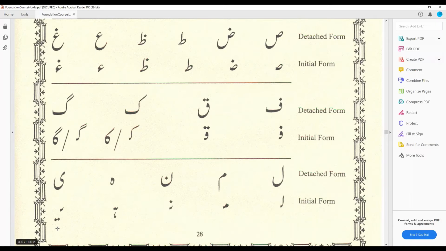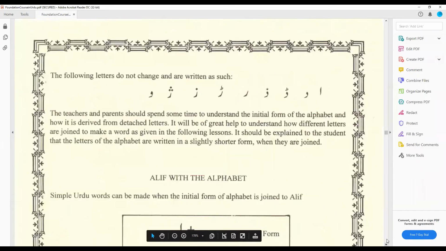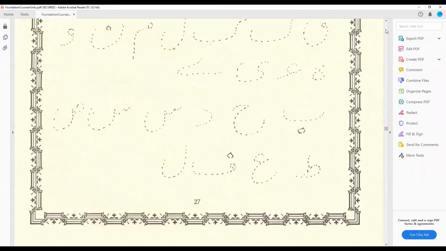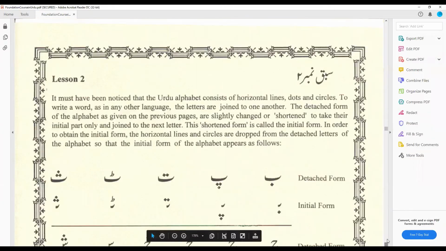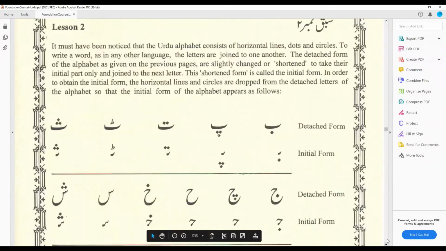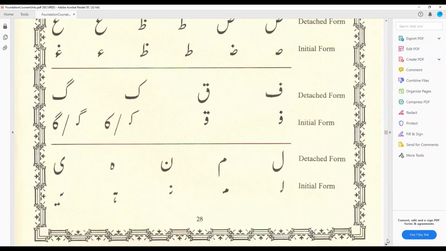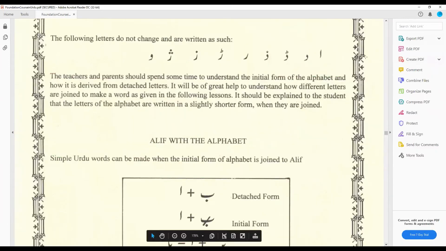So you know the shape of the letters, how we are going to write in Urdu. Okay, moving forward. I told you, don't worry about pages. Whatever you are going to learn in this lesson, I will send you. So you don't need to worry about copying or taking screenshots or anything else.